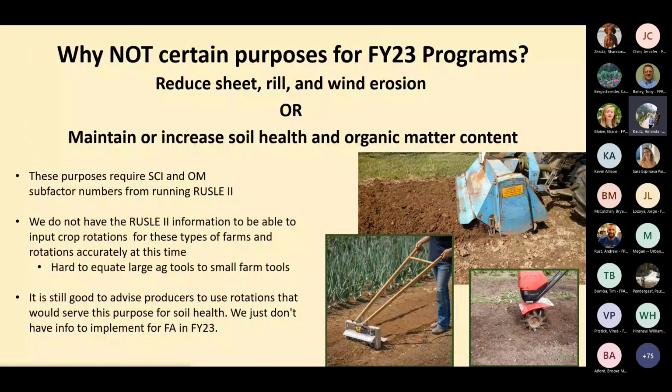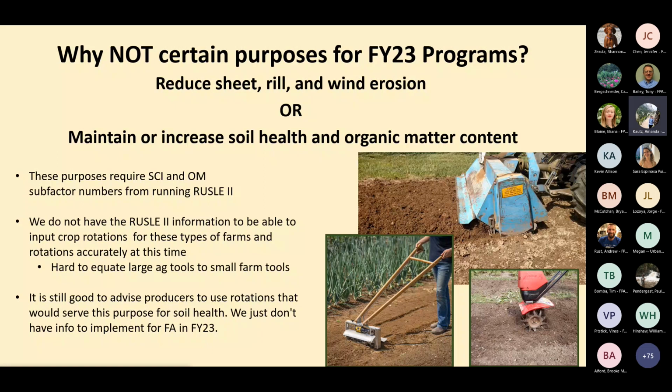And you may be thinking, why not the soil health or the erosion resource concern purposes for the small farms? Basically it's because these purposes are going to require numbers from RUSLE2, and we don't have the RUSLE2 information to be able to input the crop rotations for these types of farms accurately right now, because it's hard to equate the large agricultural tools that are normally in RUSLE2 to the small farm tools that we would be seeing on a small farm. And you've got some examples there on the right.